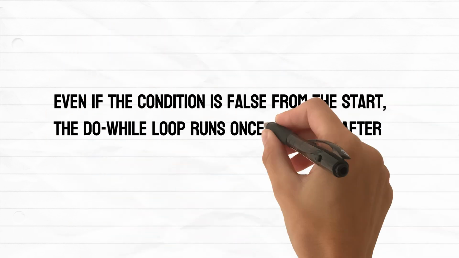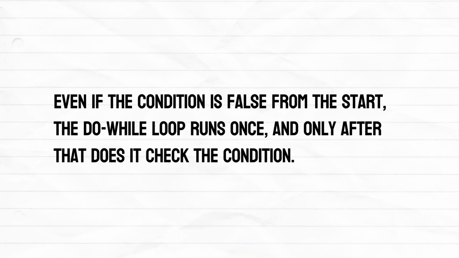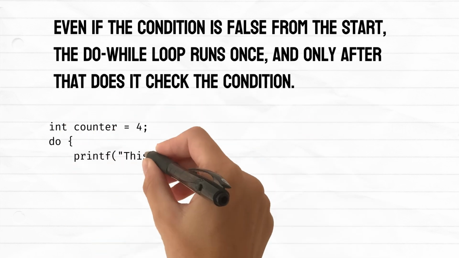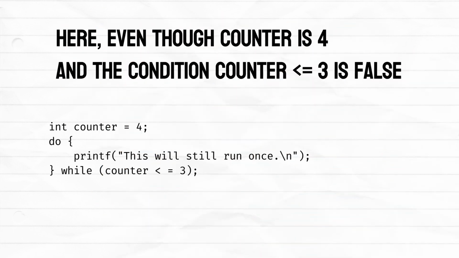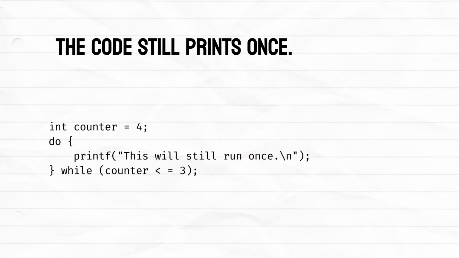Even if the condition is false from the start, the do-while loop runs once, and only after that does it check the condition. Here, even though counter is 4 and the condition counter less than or equal to 3 is false, the code still prints once.